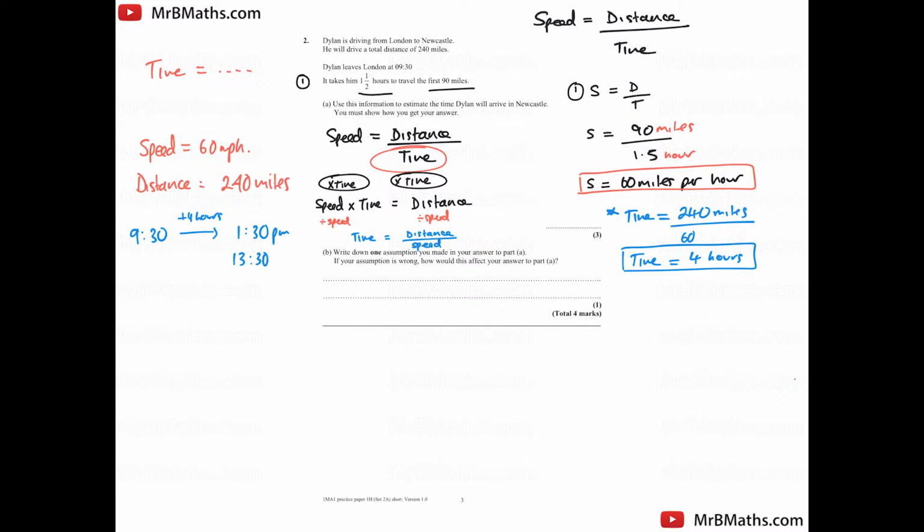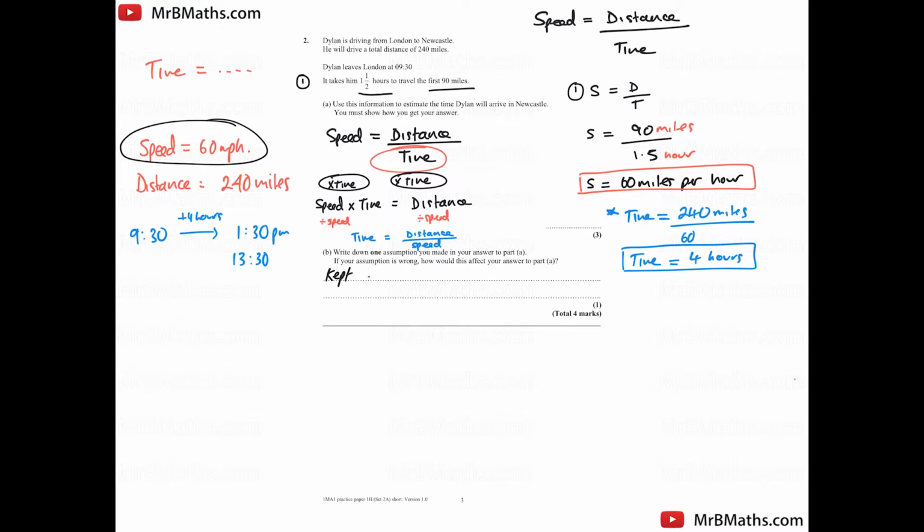So B, write down one assumption you made in your answer to part A. Okay, if your assumption is wrong, how would this affect your answer? So what assumption did we make? Well, they gave us the first section where it said it took him an hour and a half to travel the first 90 miles. So by this part here, we assumed that he kept driving at 60 miles per hour.